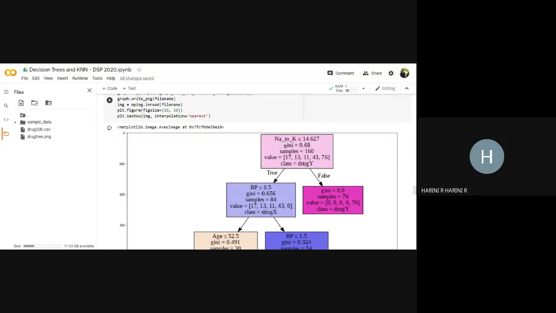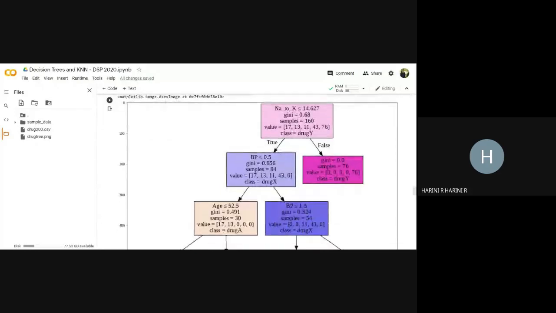And if that record satisfies this condition, then it goes to this side of the branch, the true side. Otherwise, it's going to put that directly into this drug Y class. And next, if that record satisfied this condition, it goes here. Then it checks for BP level, whether it's less than or equal to 0.5. Here it's 0.5 because you remember we encoded these BP values into 0, 1, 2. So that's why we see this number 0.5 over here.